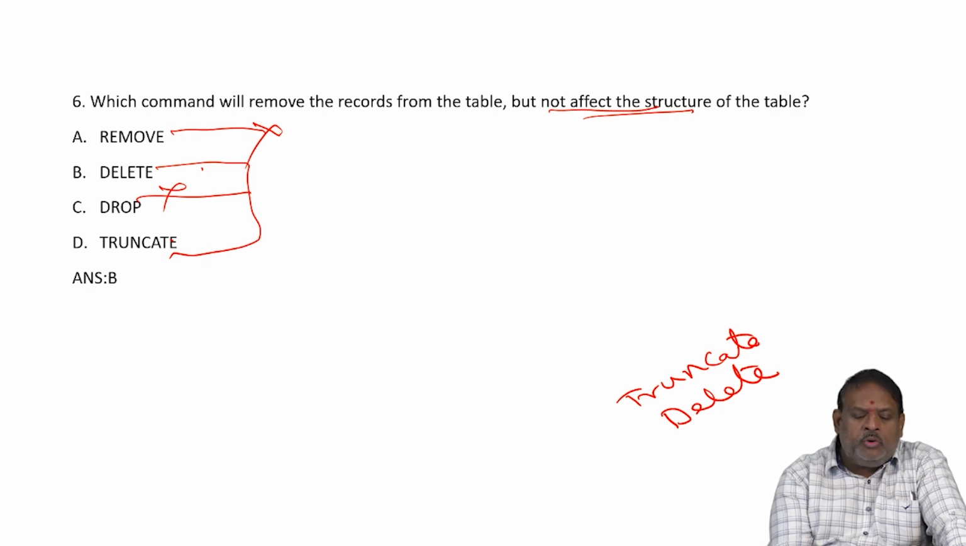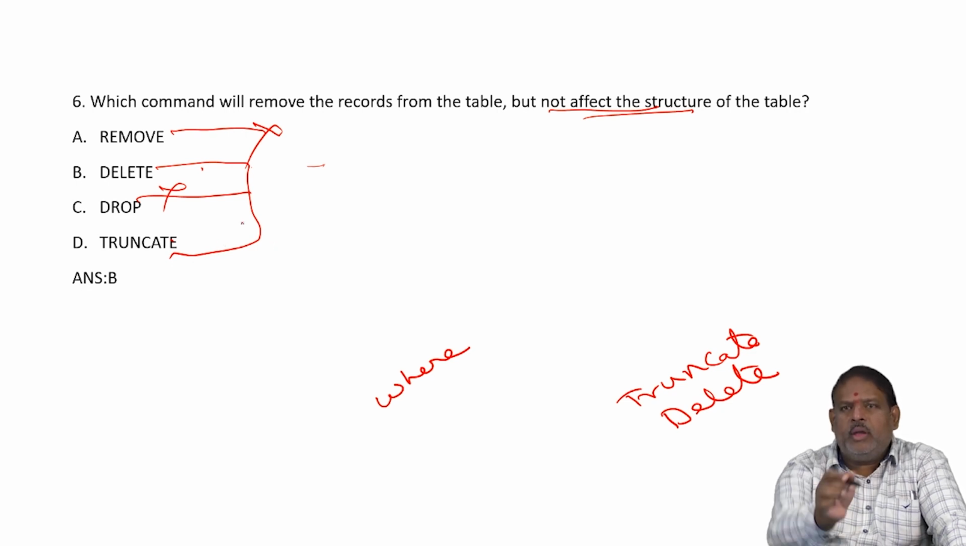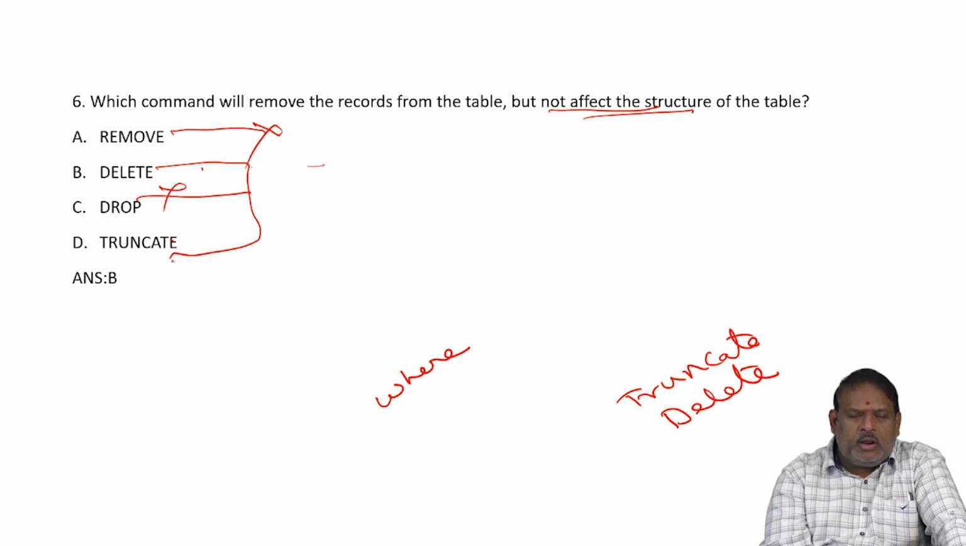If we don't give a where clause in the delete statement, the entire data from the table is deleted. But in the case of truncate, you don't need to give a where condition. Directly the entire data is wiped off. And once the user truncates, the data can never be recovered. But in the case of delete, if you don't commit, the data can be rolled back.